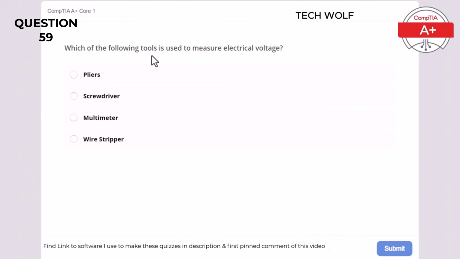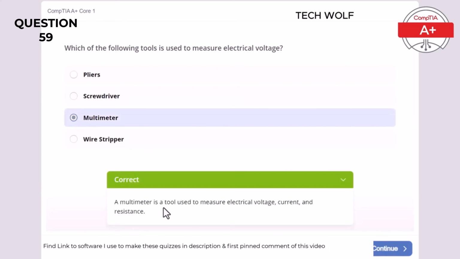Which of the following tools is used to measure electrical voltage? Pliers, screwdriver, multimeter, or wire stripper? And the correct answer is multimeter. A multimeter is a tool used to measure electrical voltage, current and resistance.